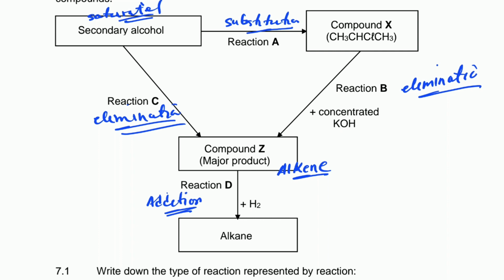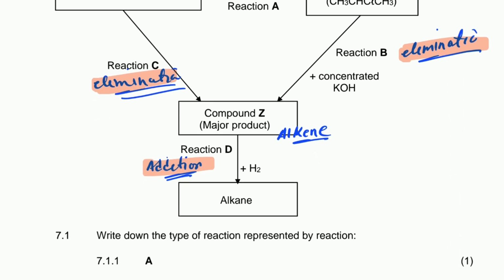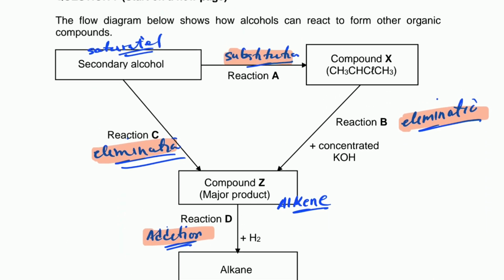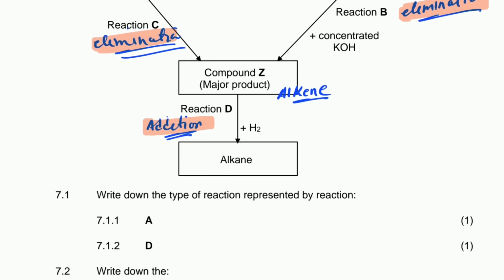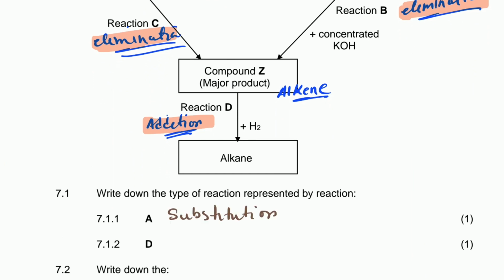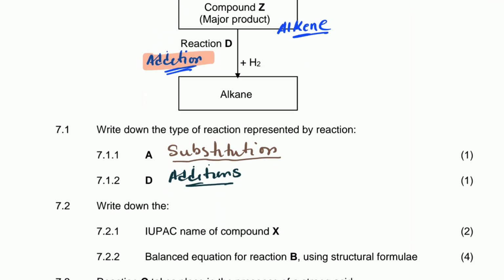Now, if this is addition and this is an alkene, reactions C and B are elimination. So we go to elimination, but we don't yet know the type of elimination, and it's not needed so far. We just identify the main type of reaction. Now question 7.1, write down the type of reaction represented by A. A is substitution. You see, this is helping because we already know the idea there. So A is substitution and D is addition.